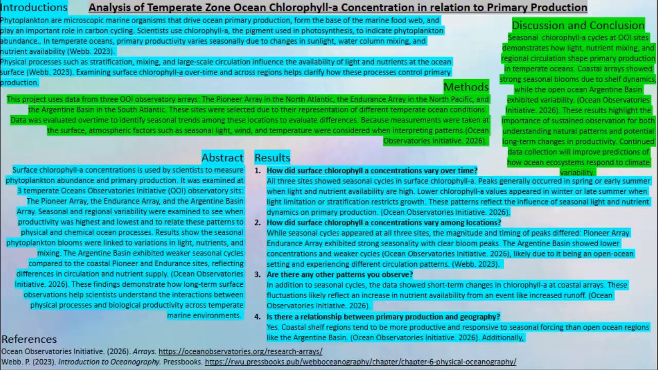The goal of this project was to examine how surface chlorophyll A varies over time and across regions, and to relate these patterns to physical and geographic ocean processes.